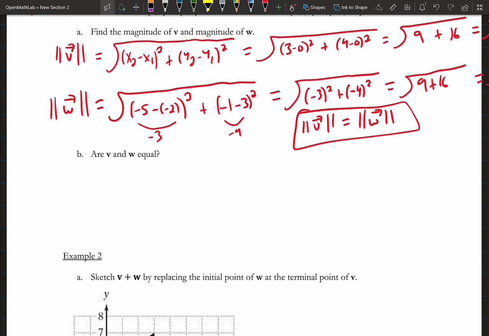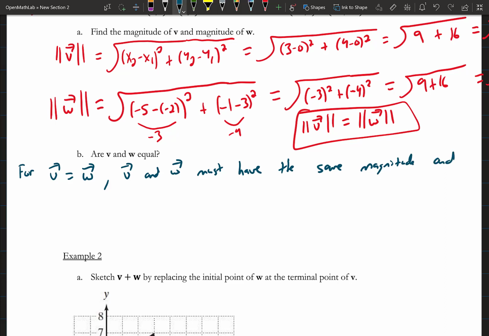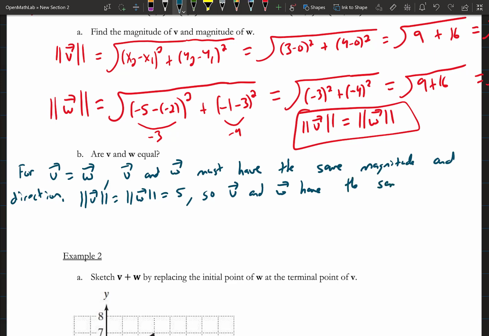So what we're asked in part B is, are V and W equal? I have some things to write about this. For vector V to equal vector W, vector V and W must have the same magnitude and direction. We know that the magnitude of V equals the magnitude of vector W, which both equal 5. So vector V and vector W have the same magnitude.